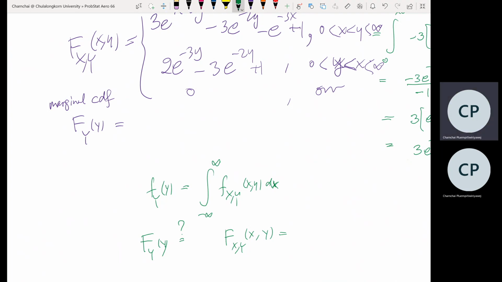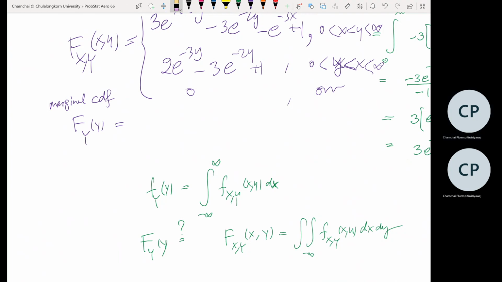This is the joint CDF. How is it related to the joint PDF? You integrate f of x, y, dx, dy, from negative infinity to x, and from negative infinity to y, right?